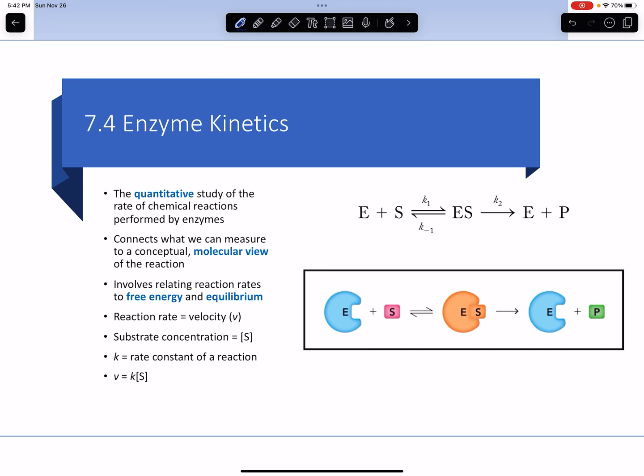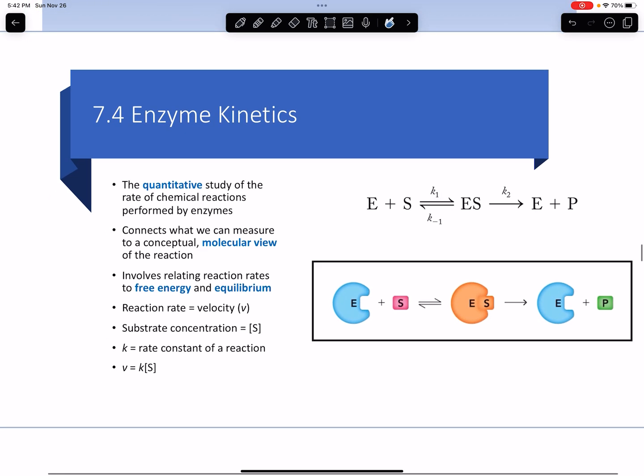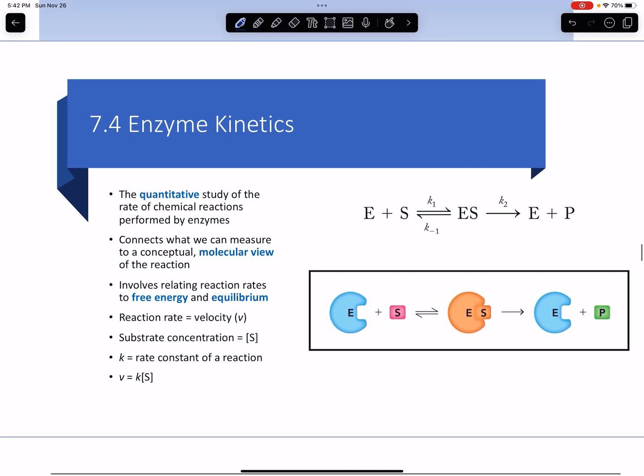Okay, so enzyme kinetics is the quantitative study of the rate of chemical reactions, and we're studying enzyme catalyzed reactions, but reactions in general can be studied kinetically in chemistry. Again, my key focus on this is that it connects what we can measure with a molecular view of the reaction, what is going on in the reaction, and so we're going to be able to relate reaction rates to free energy and to equilibrium.